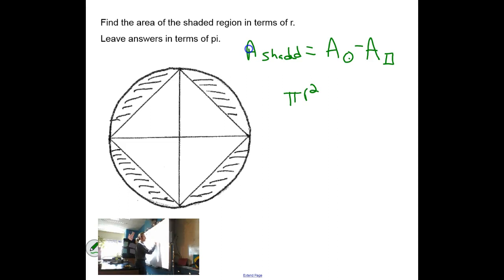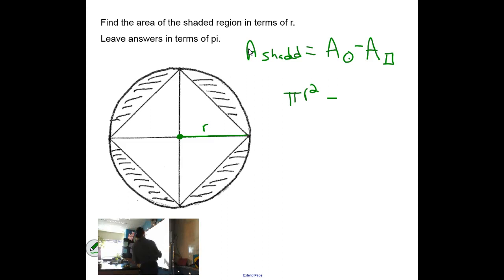r squared. And the circle's interesting because this length right here is a radius. So I don't have the side length. What I have is the apothem. Okay, so let's think about it this way. A square is also a rhombus, right?